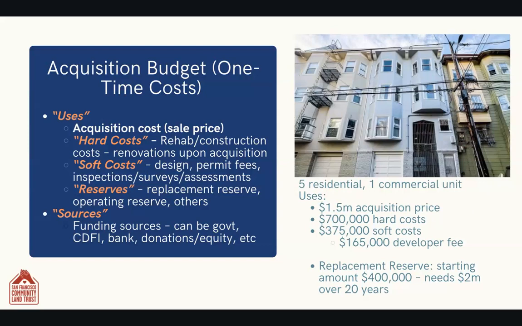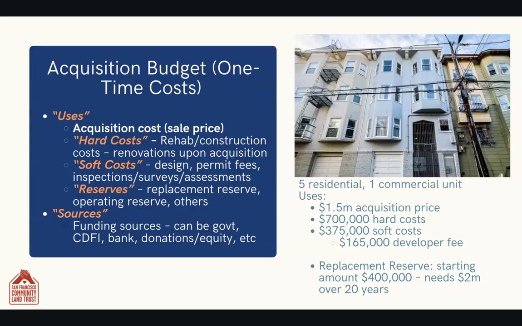We've got this 6-unit building. So it's 5 residential units and 1 commercial unit. That's pretty common for us here in San Francisco. The acquisition price is 1.5 million. The hard cost is also quite high. One of the things we have to do is upgrade the electrical immediately upon acquiring it. So a lot of that rehab cost can be quite expensive.